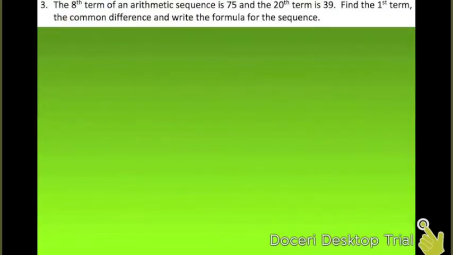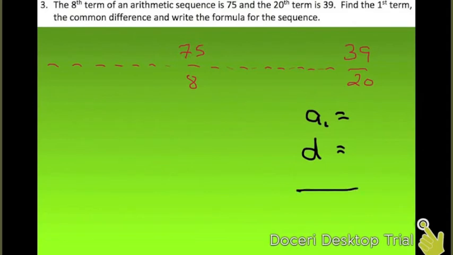Last one on this page here. We have the 8th term of a sequence. So we have 1, 2, 3, 4, 5, 6, 7, the 8th term. And we know that that is going to be 75. We go out a whole bunch more spaces, and we know that the 20th term, somewhere out here, is going to be 39. So we need to figure out 3 things. They're asking us what is the first term, what is the common difference, and what is the formula for this. So there's 3 things we're looking for.